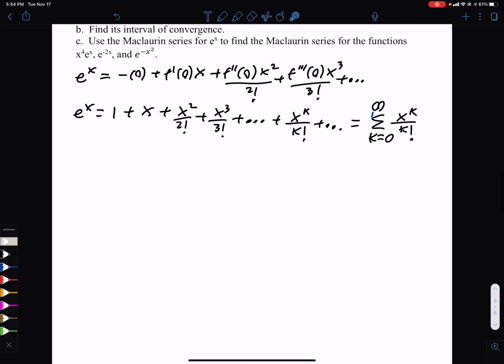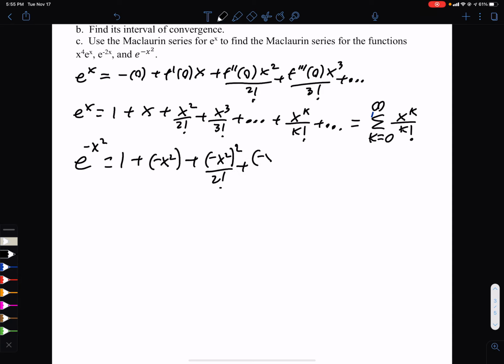But now we're going to replace x with that. So it's the same process. You know what? Yeah, I'll do it. I will do it. So replacing x with minus x squared, in every term.